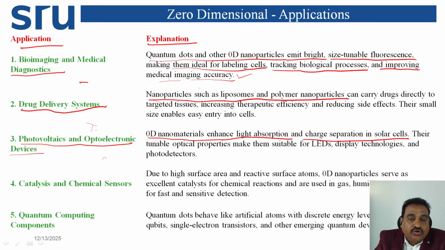Zero-dimensional nanomaterials are used in catalysis and chemical sensors. Due to their high surface area and reactive surface atoms, zero-dimensional nanoparticles serve as excellent catalysts for chemical reactions and are used in gas, humidity, and biosensors for fast and sensitive detection.